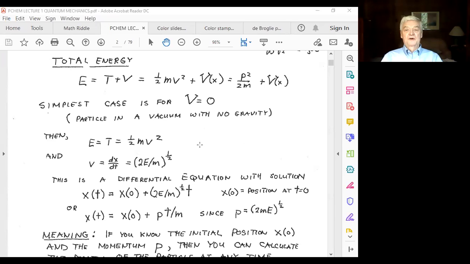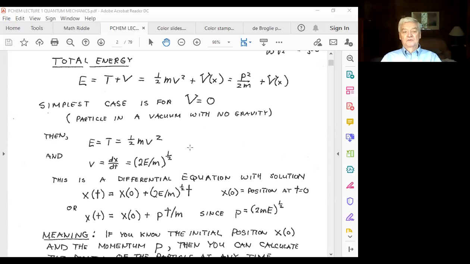So first, let's do a problem with potential energy 0. So this can be a particle in a vacuum just flying around, no gravity acting on it. And so total energy would be equal to the kinetic energy, 1/2 mv squared, just our standard equation for kinetic energy. So next, let's write it maybe the way Newton would have. You remember he used calculus. So let's say velocity is dx/dt. x is the change in position with respect to time.